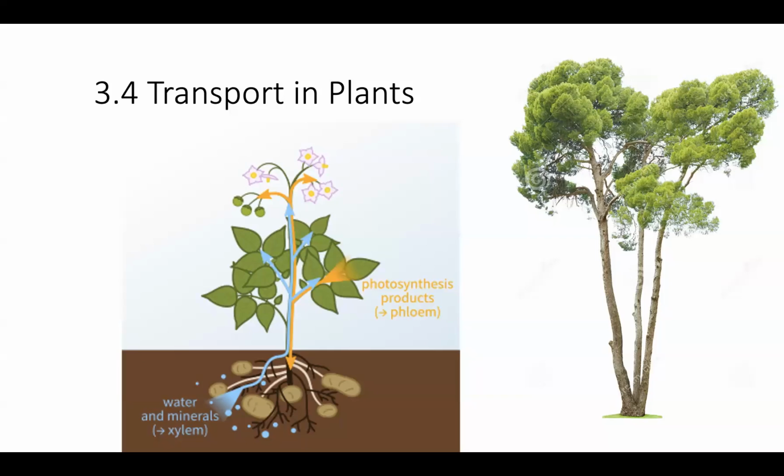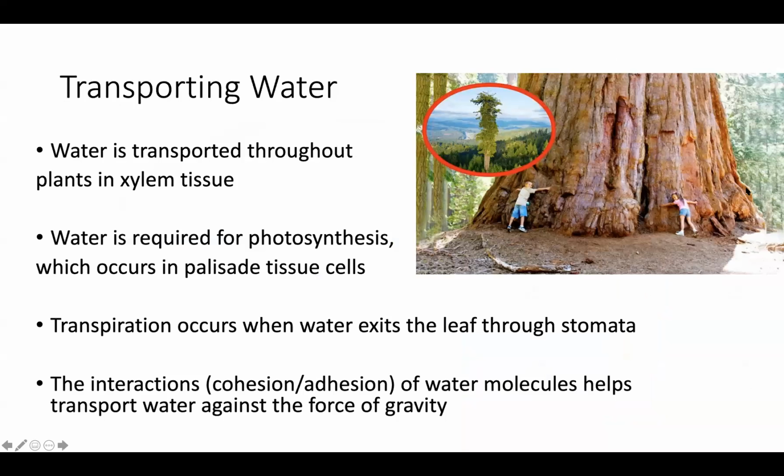Sorry about that. So we're also going to talk about how sucrose, one of the products of photosynthesis, is transported through the plant as well. We know from previous lessons that water is transported throughout the plants in the xylem tissue. This is really important because water is required for photosynthesis. And again, this occurs in palisade tissue cells. Remember those terms. Palisade tissue cells and photosynthesis both start with P's. That's just an easy way for me to remember where photosynthesis occurs.